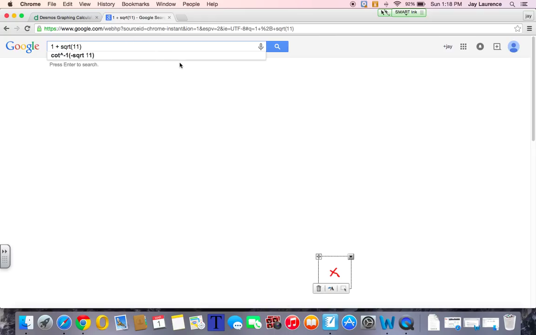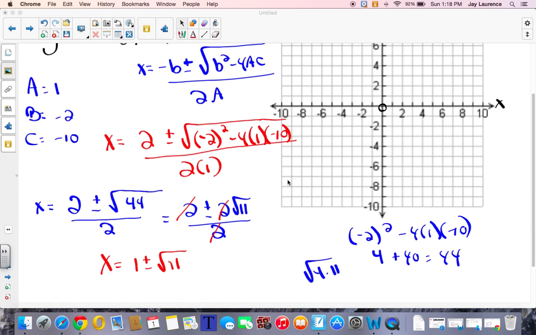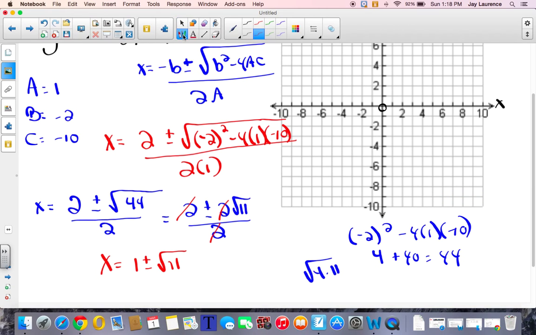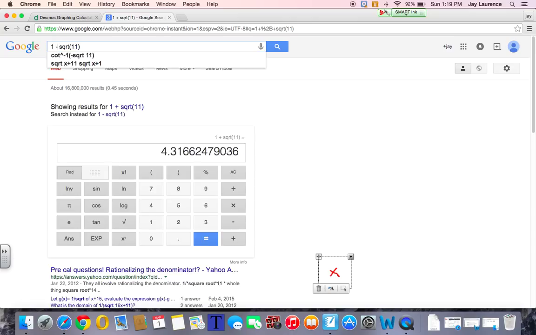Alright, so let's put that back in. Okay, it looks like it's about 4 and 32 hundredths, approximately. So one of the zeros will be at 4 and 32 hundredths. And then the other zero I have to figure out, and I'll go back to that calculator there, and I can just change that to a minus.